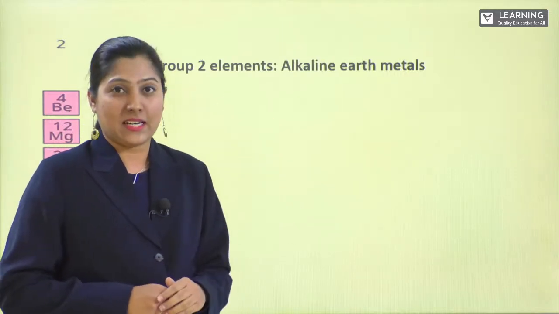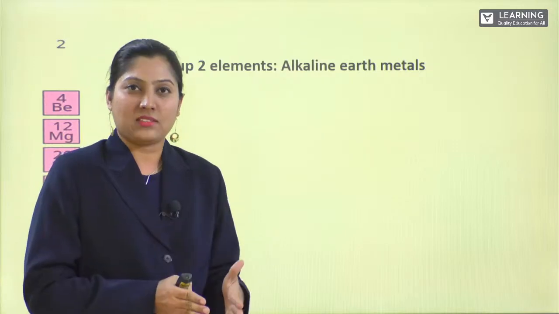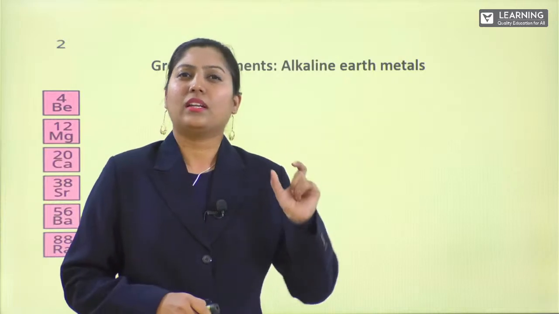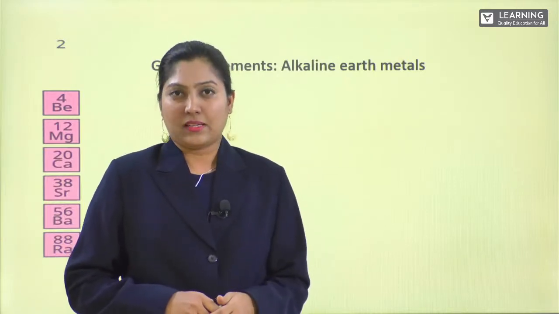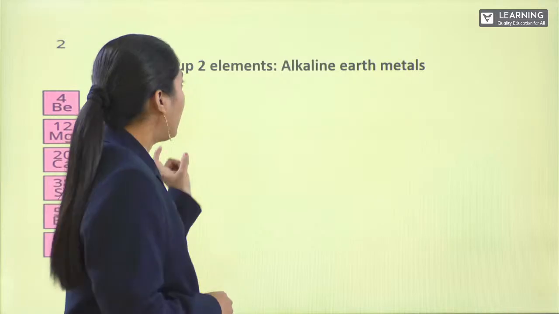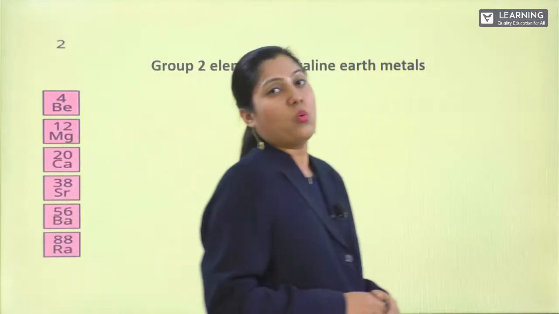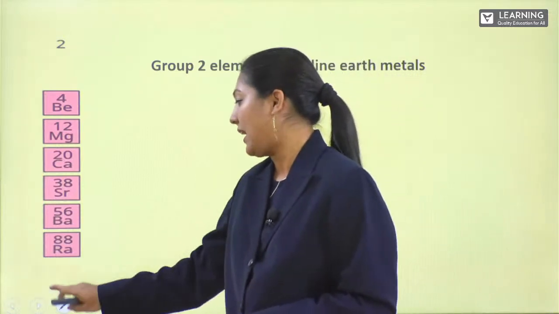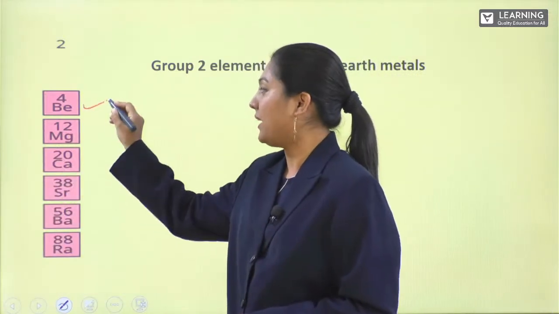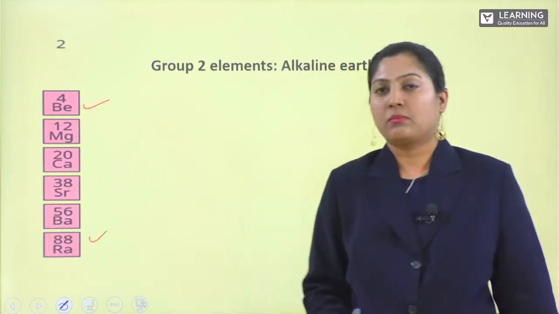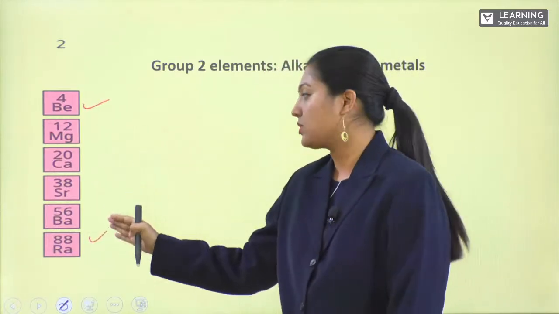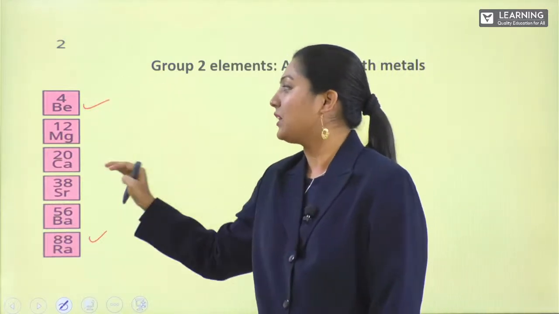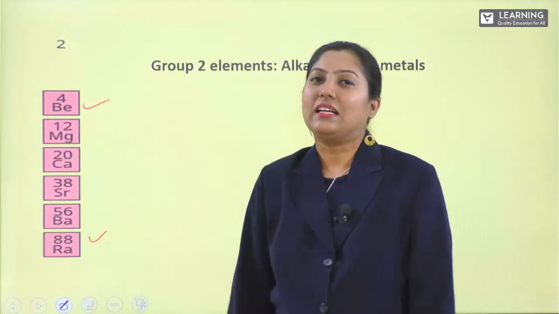We have already studied the first group elements, their characters, their physical and chemical properties, and also important compounds of these metals, right? Now we are going ahead with the second group elements, which are called alkaline earth metals: beryllium, magnesium, calcium, strontium, barium, and radium.